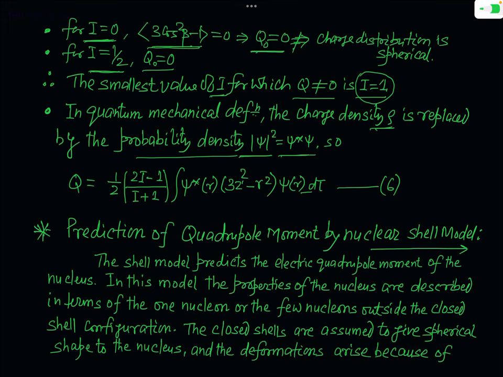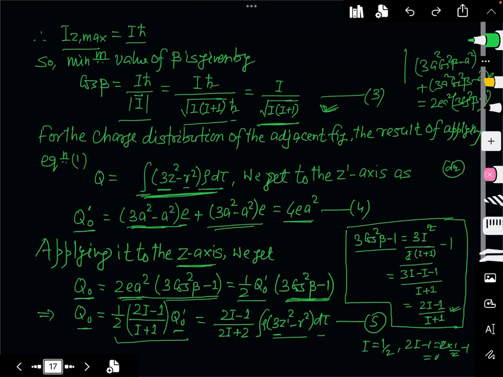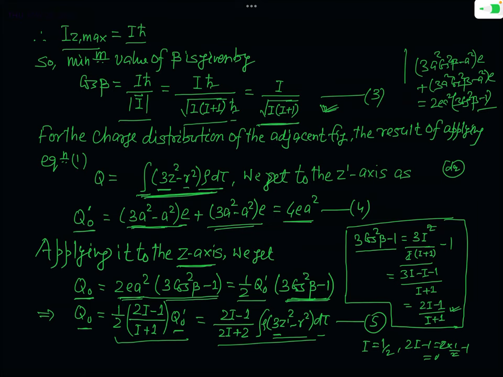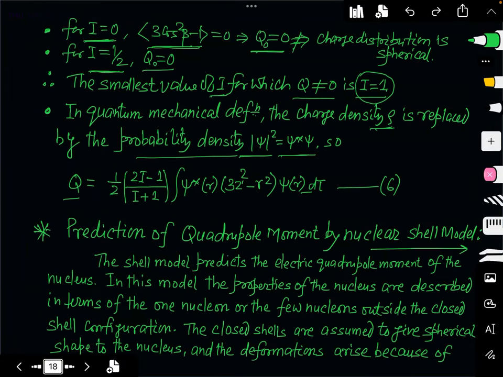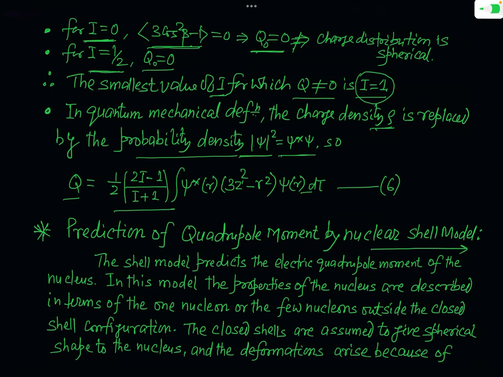Okay. So what will be the expression for Q in this condition? You have seen that the expression for the quadrupole moment is defined in this equation. So in this condition, we will simply write 1 over 2 (2I minus 1) over (I plus 1) and integral of this much, this rho in this equation 5 will be replaced by psi star times psi. Okay, psi star times psi. So you can see the expression becomes 1 over 2 (2I minus 1) over (I plus 1) integral psi star (3z prime square minus r square) psi d tau. Okay, this is actually the quantum mechanical definition or expression for the quadrupole moment.